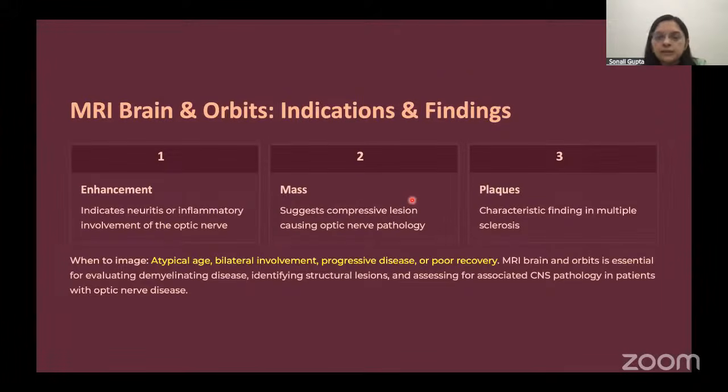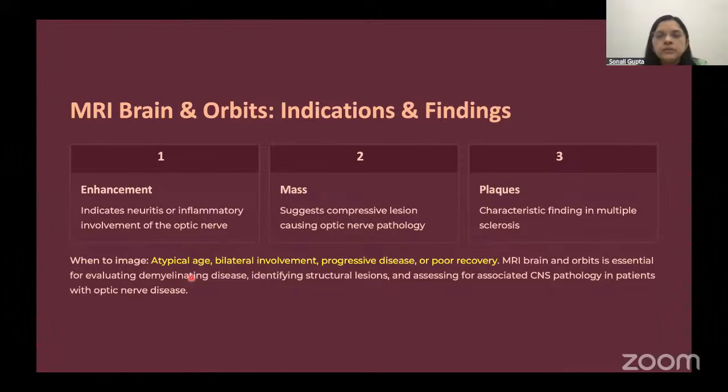So MRI brain and orbit with contrast is the imaging of choice to be ordered in all cases where we want to look further into the cause. It can either show an enhancement of the optic nerve, suggesting an inflammatory or demyelinating cause. Sometimes we do end up finding a compressive pathology, especially around the orbital apex. Orbital apex syndromes present with optic neuropathy and external ophthalmoplegia, and the mass can be picked up on imaging. Characteristic demyelinating plaques can be seen in multiple sclerosis.